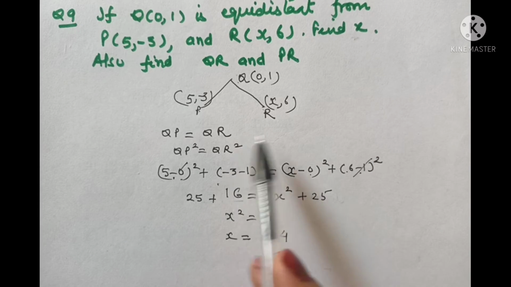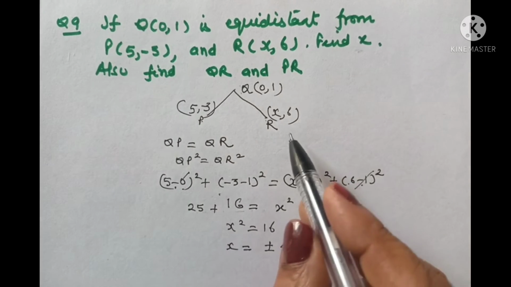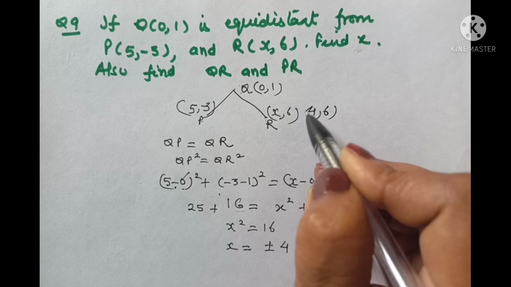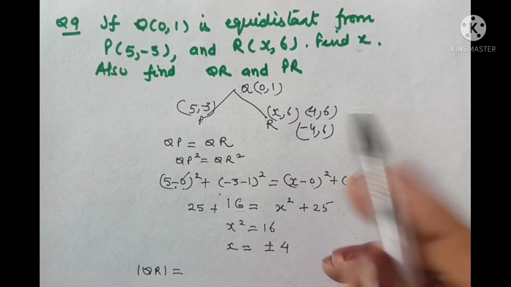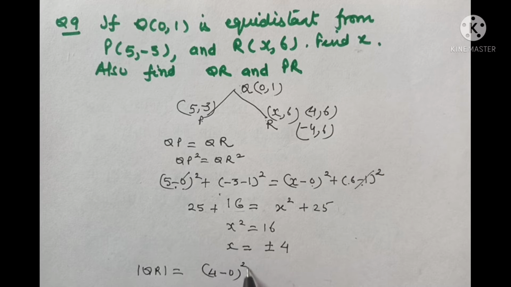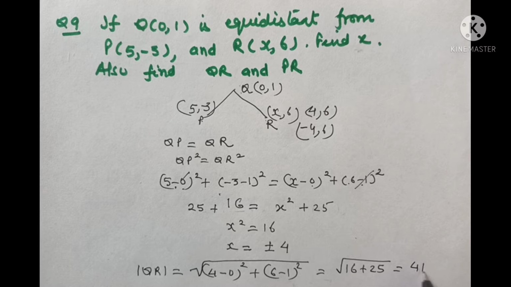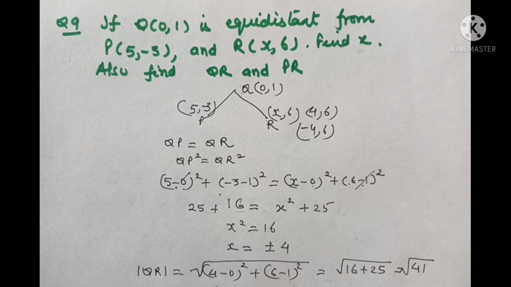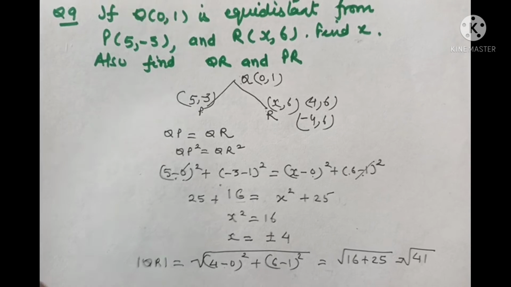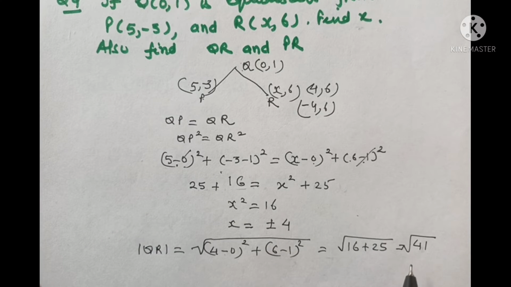Now we are also supposed to find the distances QR and PR. Now my R point becomes either (4, 6) or (minus 4, 6). So I want to find the distance QR. Let us find the distance QR using (4, 6). It will be the square root of (4 minus 0) square plus (6 minus 1) square. That is the square root of 16 plus 25, which gives me square root of 41. So this is the first answer. And even if I use minus 4 here, minus 4 minus 0 square will also be the same. So the answer is going to be the same with plus or minus 4.